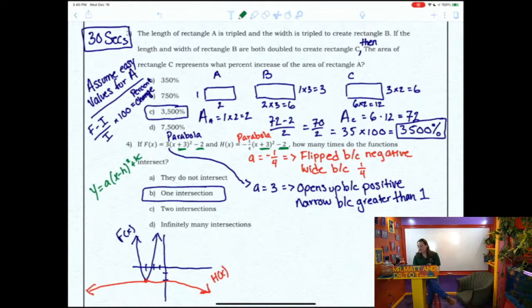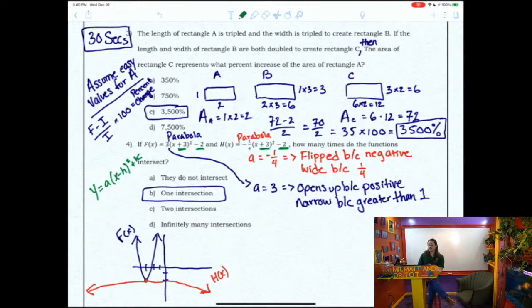The a value of h of x is -1/4. Because it's negative, it's flipped around and it's opening downward. And it has an a value in between 0 and 1. 1/4 is in between 0 and 1. So it's going to be rather wide and increase slowly. Or in this case, because it's flipped downward, it's decreasing slowly. But anyway, its rate of change is slow. It's slower than if its a value were greater than 1.